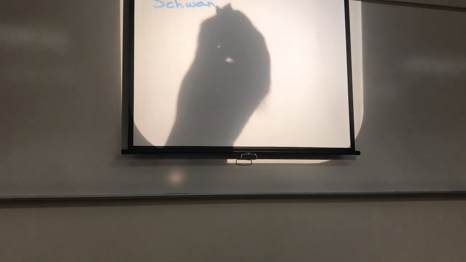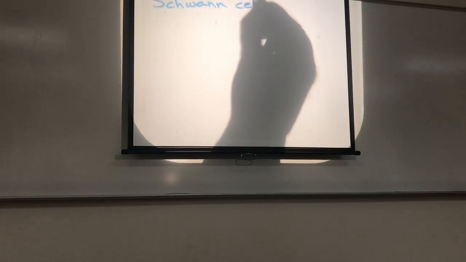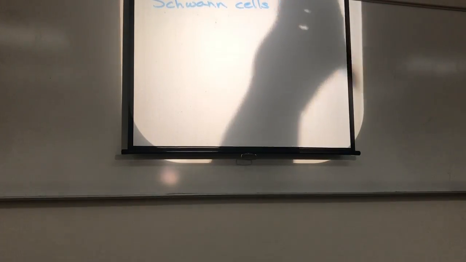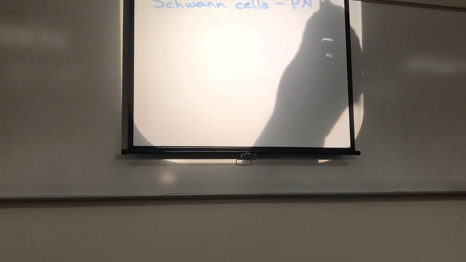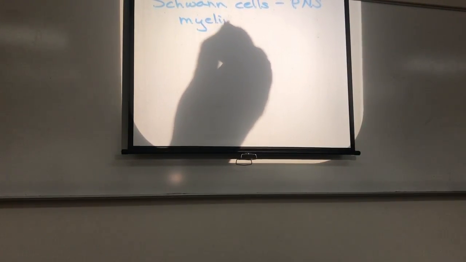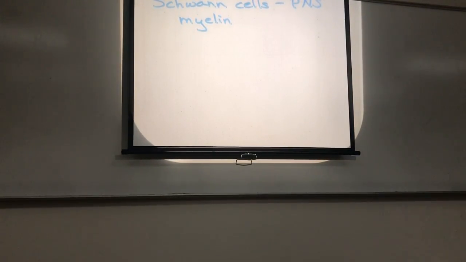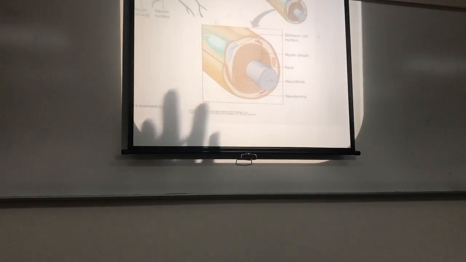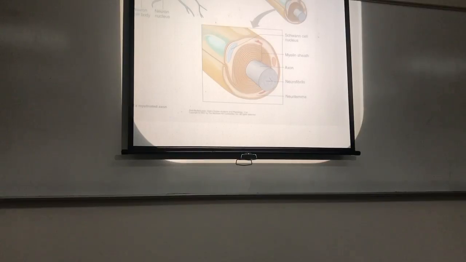A couple more. We have some in the peripheral nervous system as well. The Schwann cells are out in the peripheral nervous system. These guys are also producers of myelin. So we're going to find Schwann cells on the neurons that are part of nerves, peripheral nerves. Again, you see them colored yellow here because they contain a lot of fat.